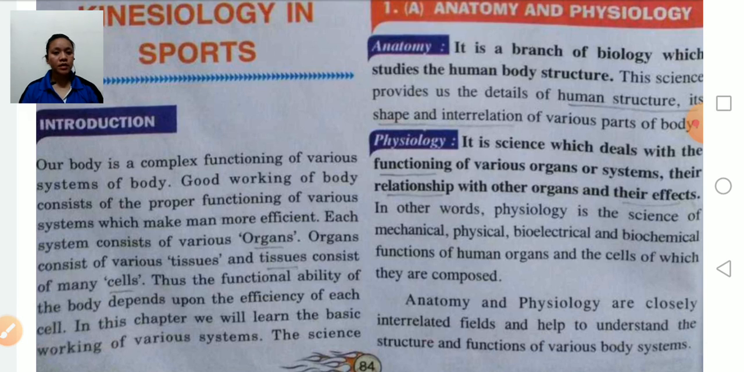Each system consists of various organs, and an organ consists of various tissues, and tissue consists of many cells. Means a group of cells make a tissue, a group of tissues make an organ, a group of organs make an organ system, and a group of organ systems make a human body. Therefore, the functional ability of the body depends upon the efficiency of each cell. In this chapter, we learn the basic working of various systems.